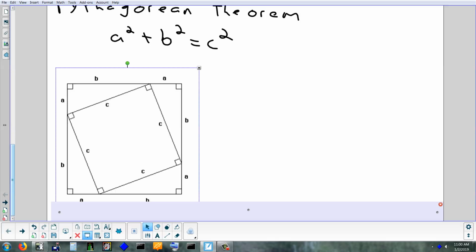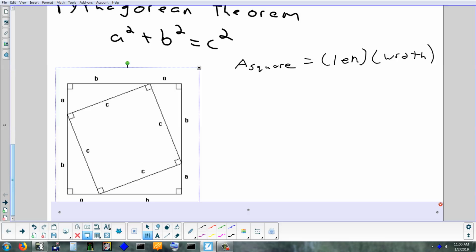All right, so we're going to find the area of a square. So first thing I need is the formula for the area of a square. Madison, what's the formula for area of a square? Length times width. So area of the square, length times width.